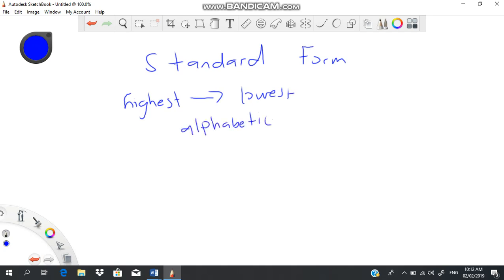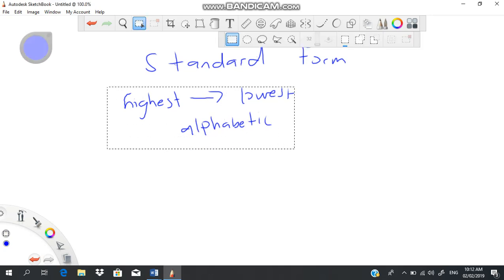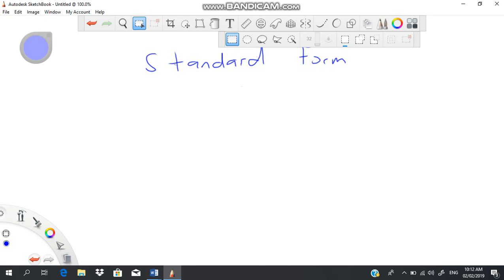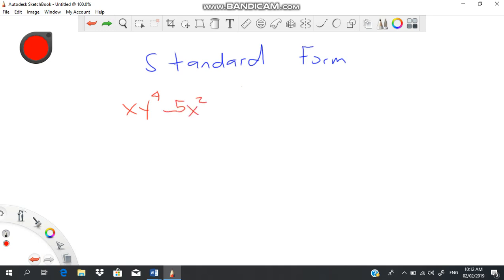So let's try this one. Let's try putting this polynomial in standard form. I'll give you an equation, and you could pause the video if you would like to answer it on your own. So xy raised to 4 minus 5x squared z. Now put this in standard form.